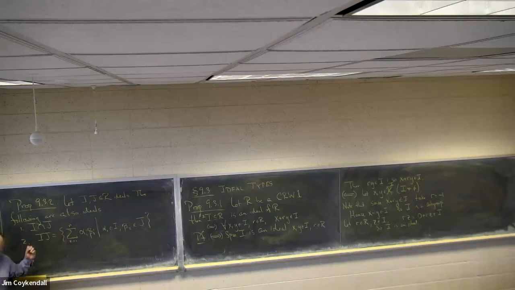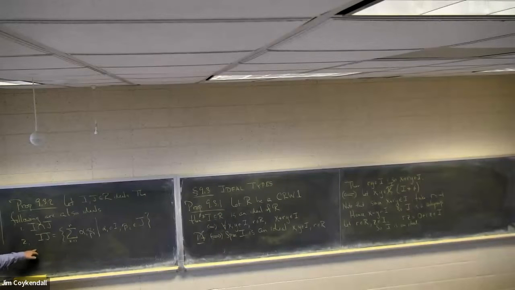So it's not just, be careful about this, it's not just a single element of I times a single element of J. Because I don't expect that subset to be closed under sums. I don't expect alpha one times beta one plus alpha two times beta two to be writable again as a single alpha times beta.